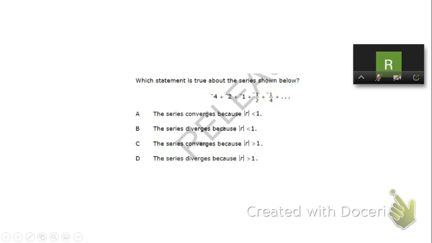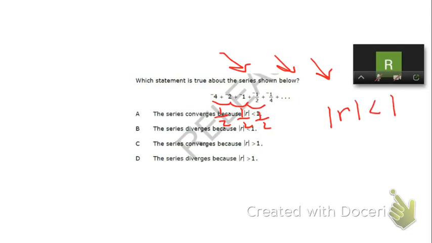All right, another one with a series. Now, since they get smaller each time, since it gets smaller, that means it's going to converge. And really, to tell you the truth, what's happening here is we're multiplying by 1/2, 1/2, 1/2. So if the absolute value of r is less than 1, then it converges.